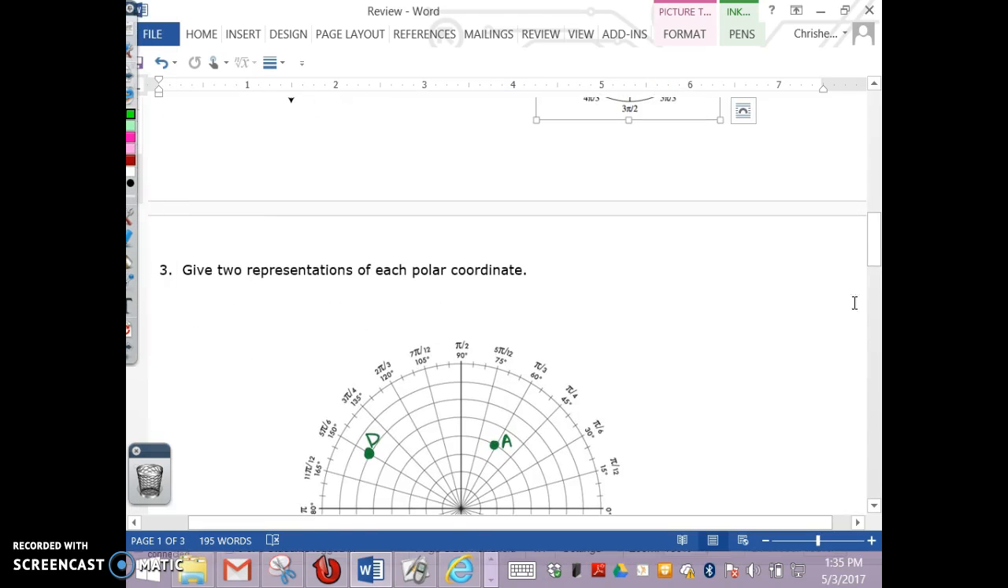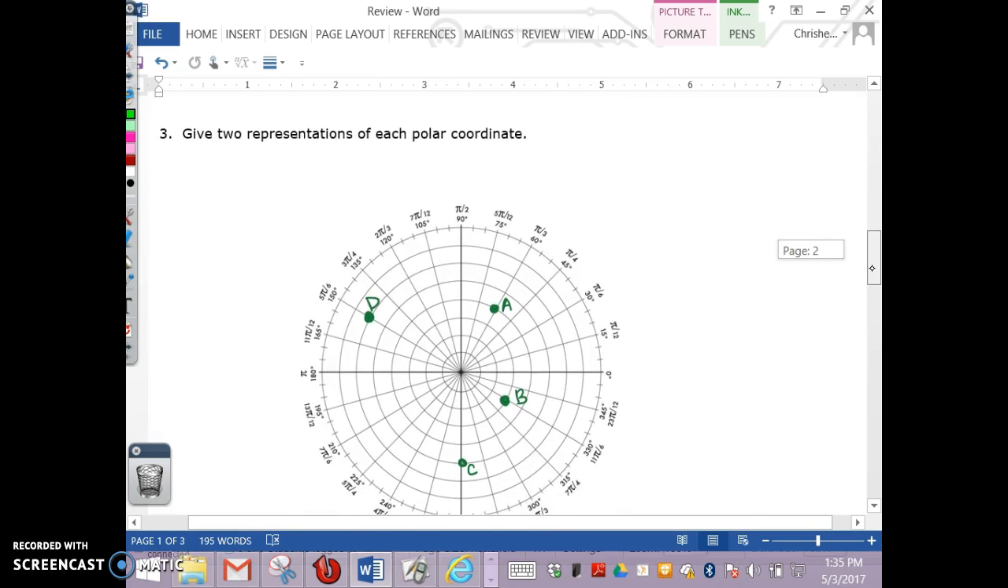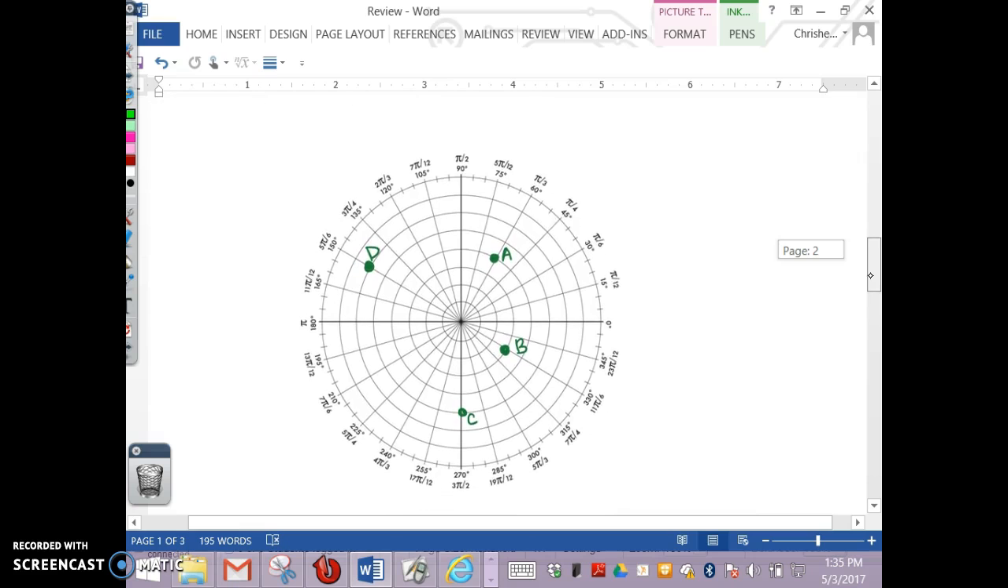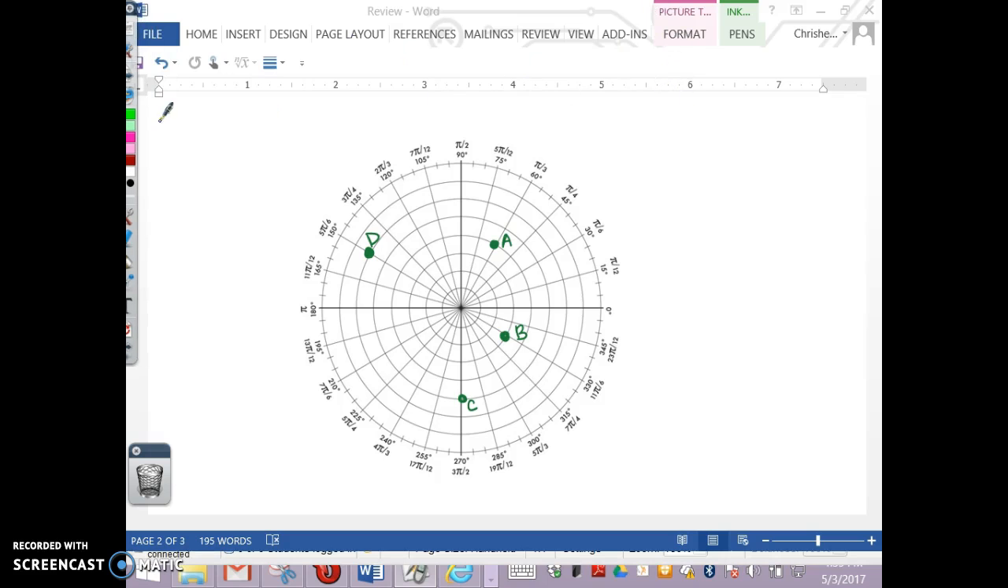All right, what else do we have here? Give 2 representations of each polar coordinate. All right, I'm actually going to do 4, but on the test, I'm only going to ask you for 2, but I'll show you all 4 here. So A, let's start off with the easy one. So what row or what circle am I at? 1, 2, 3, 4. What angle? Pi over 3.